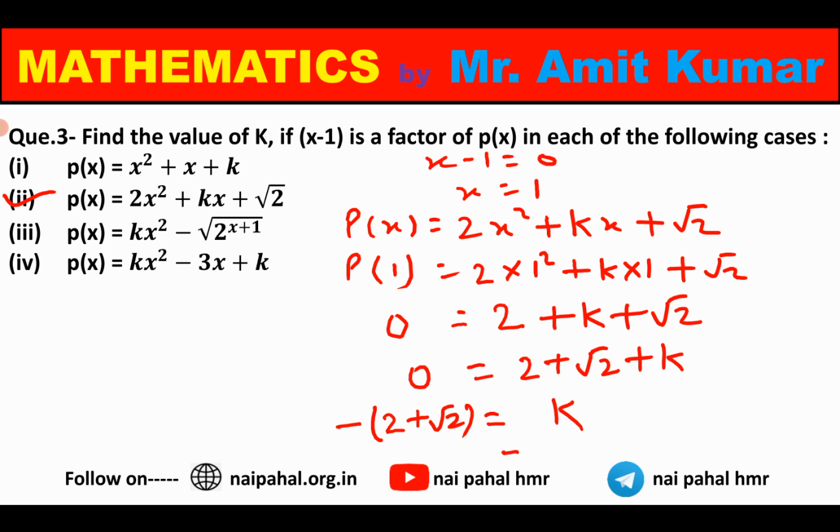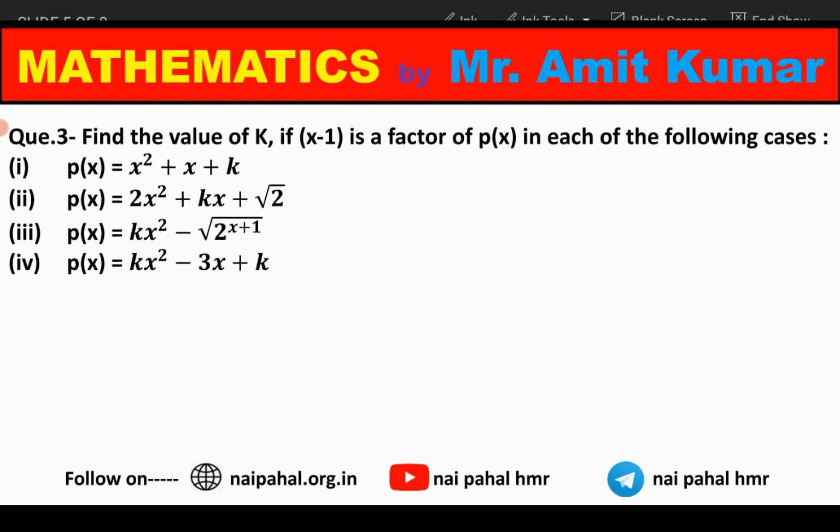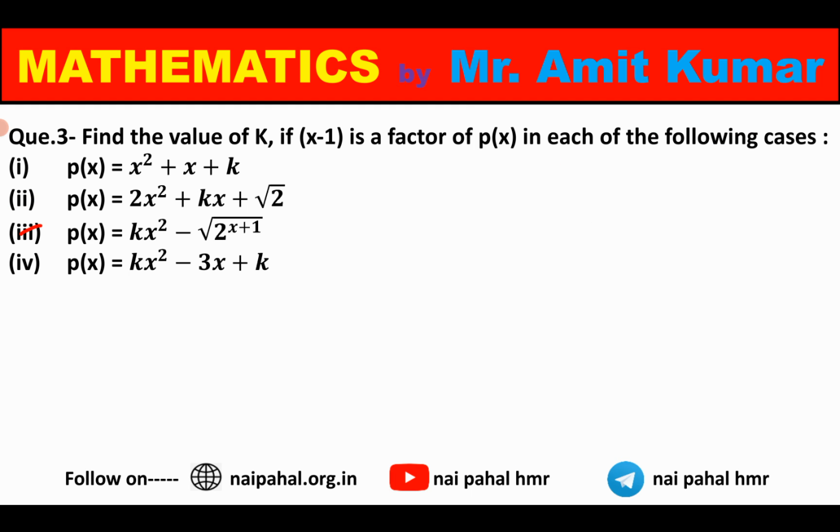Here you have the first part as P(x) equals x square plus x plus k. Now I would like to tell you, if x minus 1 is a factor, then we can put x minus 1 equals 0, then x will be 1. So in this case, if we put the value of x, then we will get the value of k. Let's do the first part.